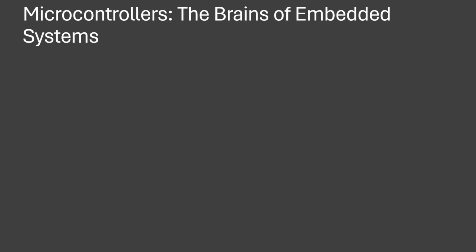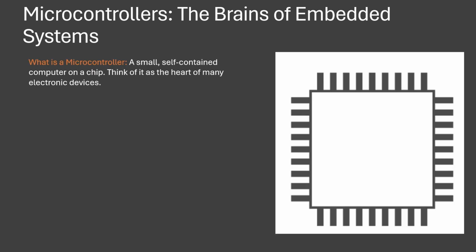The first thing we need to define is microcontrollers, and this will be the brains of all embedded system devices. So the question is, what is a microcontroller? We say that a microcontroller is a small self-contained computer on a chip. You can think of it as the heart of many electronic devices. It contains a lot of other peripherals that we're going to be looking at.